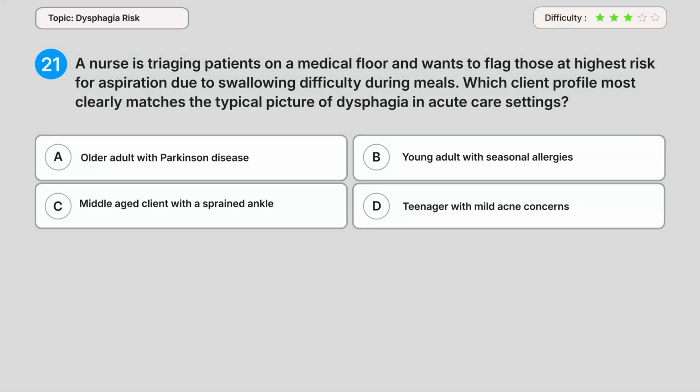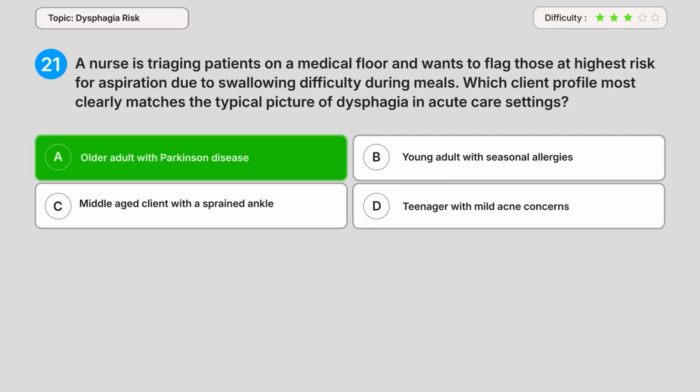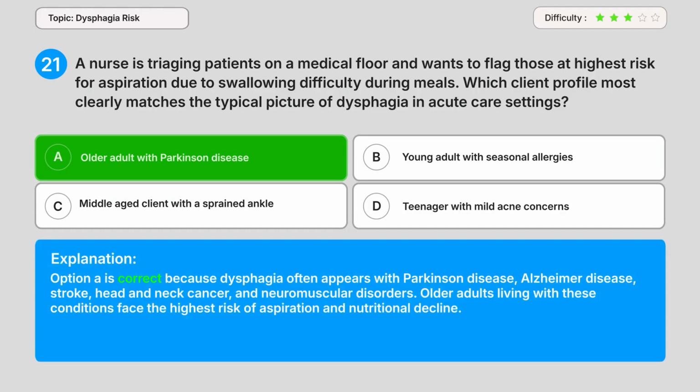Correct answer, A. Older adult with Parkinson's disease. Explanation: option A is correct because dysphagia often appears with Parkinson's disease, Alzheimer's disease, stroke, head and neck cancer, and neuromuscular disorders. Older adults living with these conditions face the highest risk of aspiration and nutritional decline.